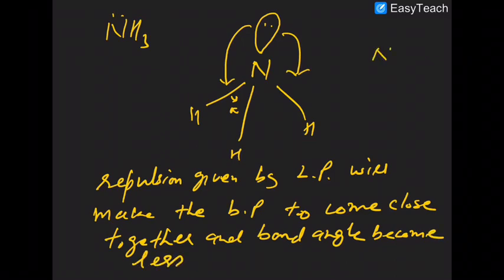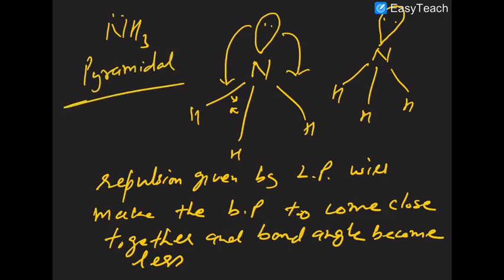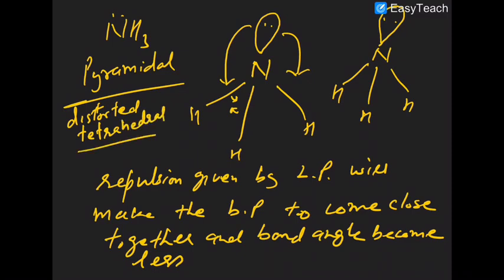So it becomes pyramidal shape. So ammonia is not tetrahedral. It is pyramidal in shape. So you can say that pyramidal is distorted tetrahedral. Why does it undergo distortion? Due to the presence of one lone pair. Are you getting that?